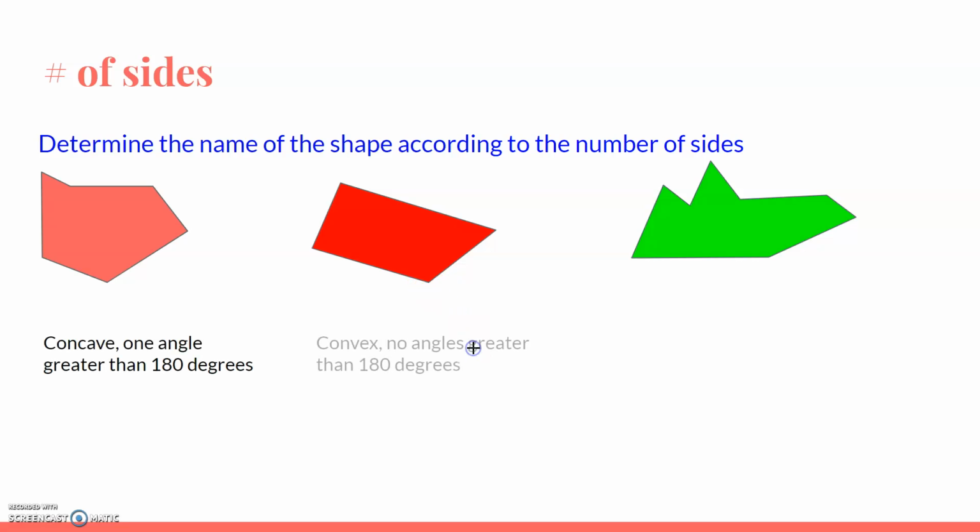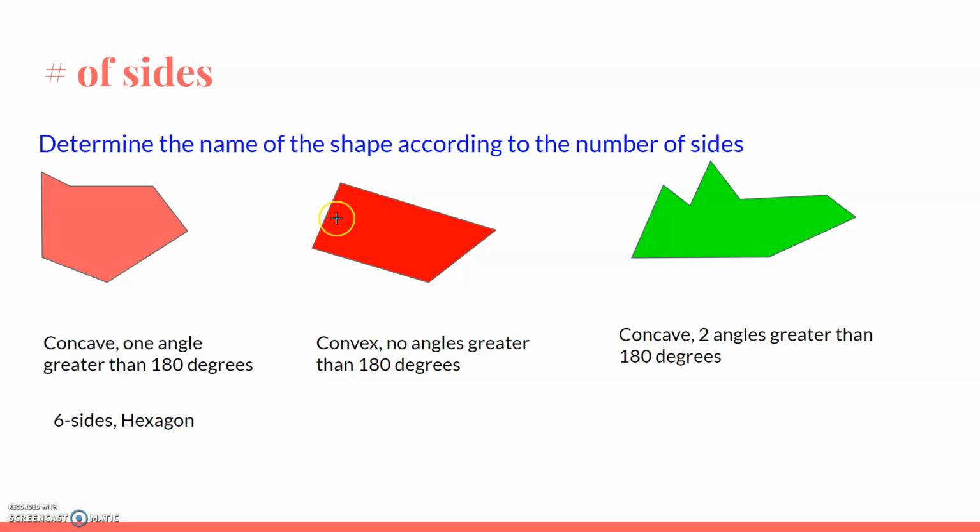Alright, so we already discussed the concave, convex, and the other concave. Now to look at the name of the shape according to the number of sides. In the first figure, there are 1, 2, 3, 4, 5, 6 sides, which means that this is a hexagon. Here, there are 4 sides, 1, 2, 3, 4, which means this is a quadrilateral. And in the final one, there are 1, 2, 3, 4, 5, 6, 7, 8 sides, so this is an octagon.